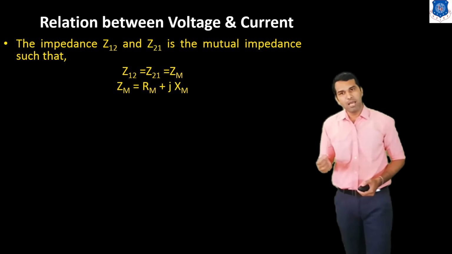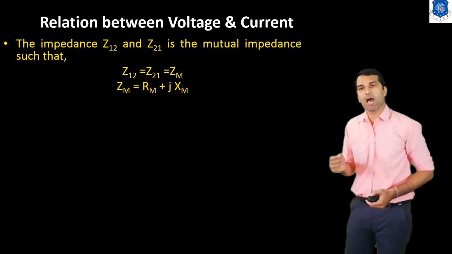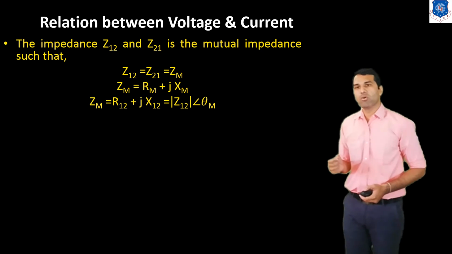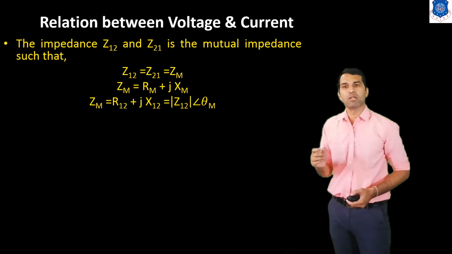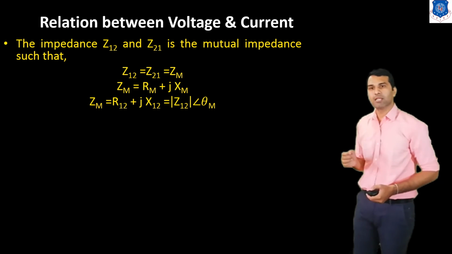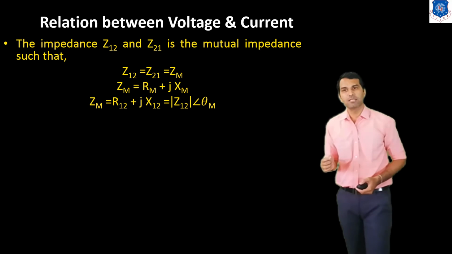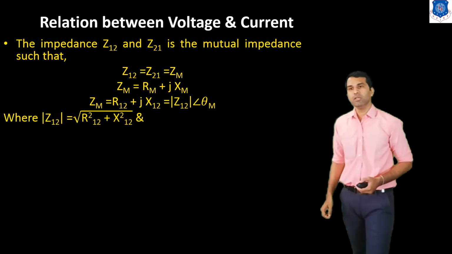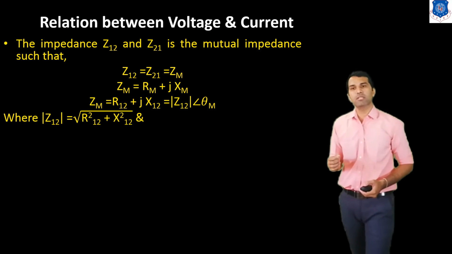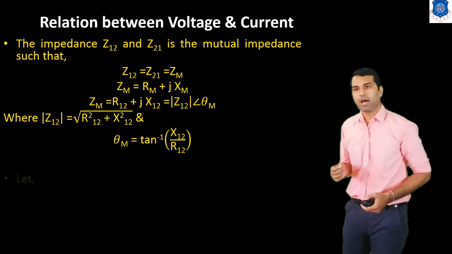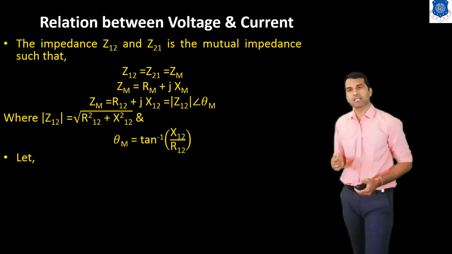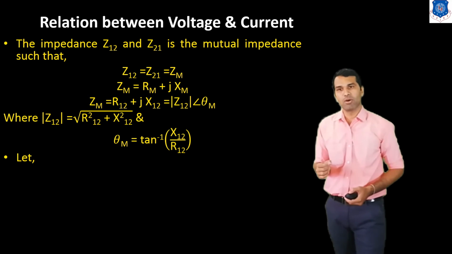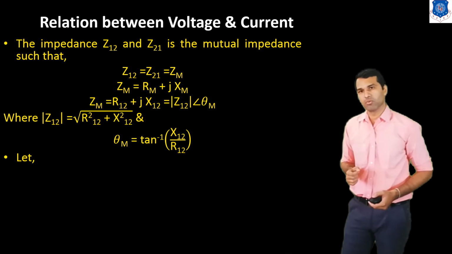So we can write that Zm, that means the mutual impedance, is equal to Rm plus jXm. Zm is equal to R12 plus jX12, and we can also write it in the form of magnitude and angle, like this: the magnitude of Z12 at angle theta m, where the magnitude of Z12 is the square root of R12 squared plus X12 squared, and the angle theta m we can write as tan inverse of X12 upon R12.